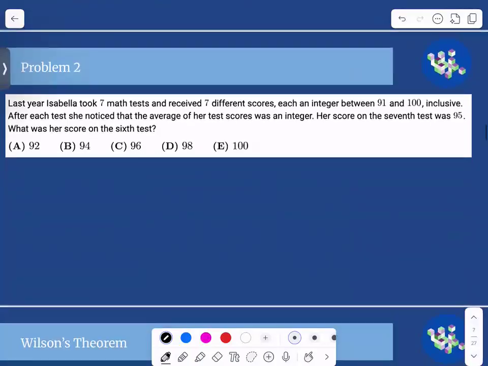So here's another question. You can read it and then try it for maybe a minute or two.